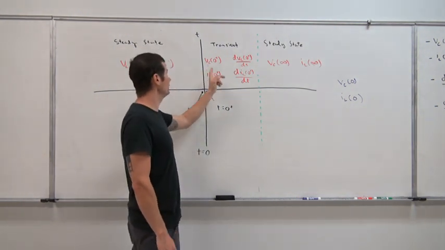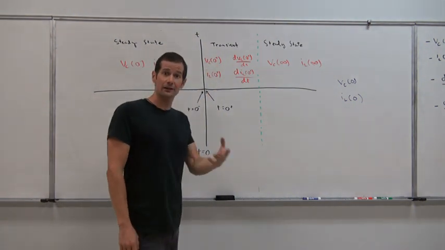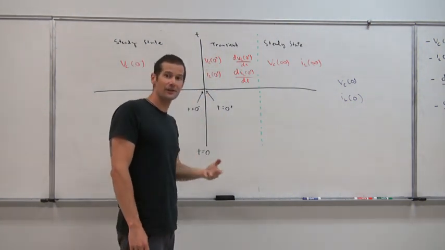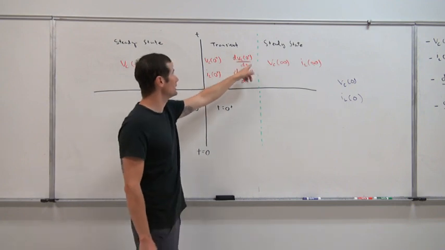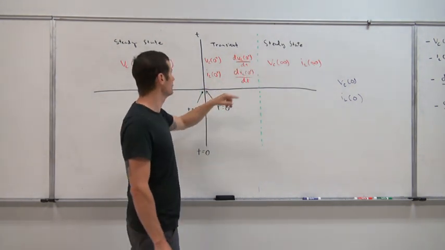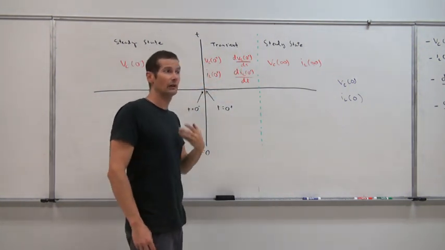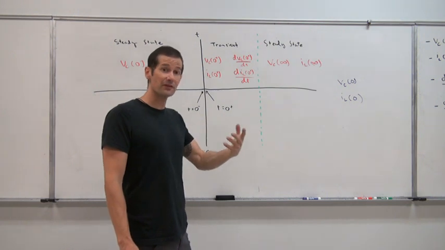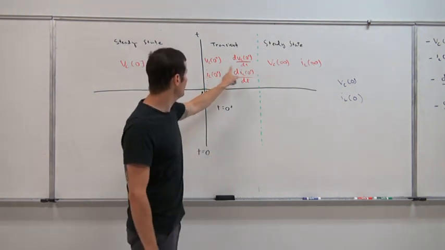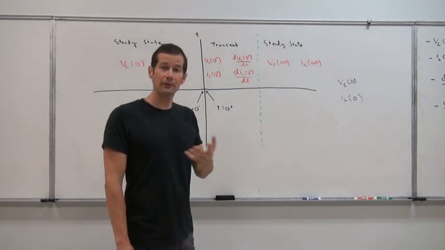And those are going to be, for the capacitor, Vc of 0 plus, that voltage that can't instantaneously change, and then the rate of change of that initial condition. So these are the two that we would utilize for the second order equation that represents the response for the voltage across the capacitor. And these are the two that we would utilize for the response of the current through the inductor.